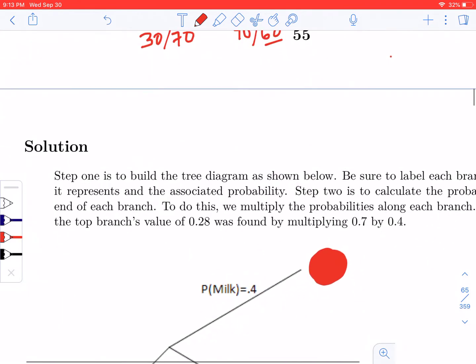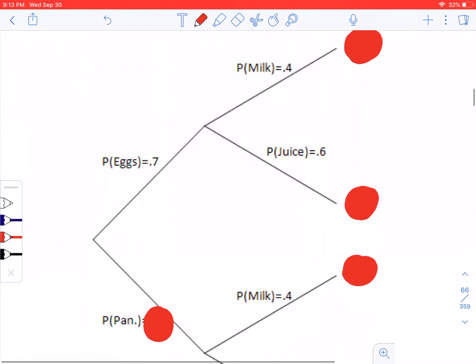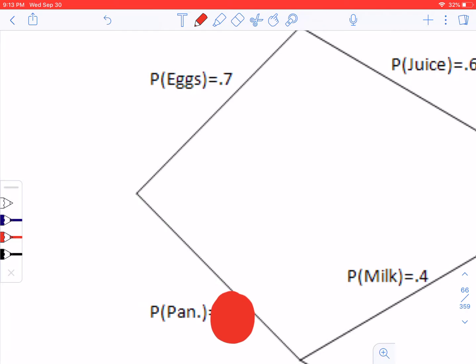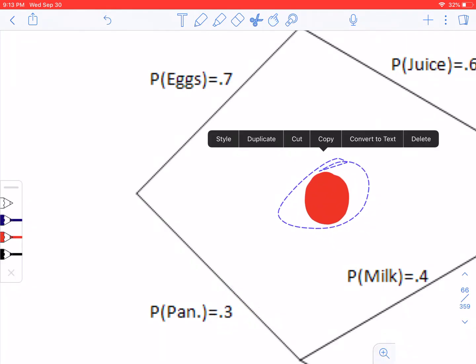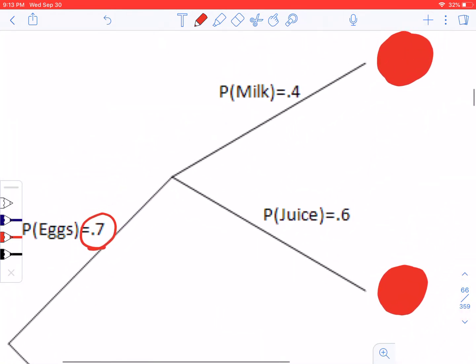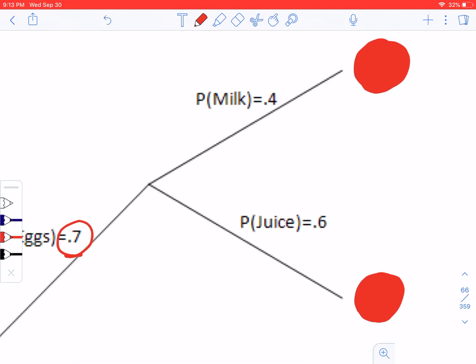All right, so let's go ahead and make ourselves a little tree. Notice our first choice here is eggs and pancakes. So notice we have 70% here, 30% for the pancakes. Right? Once you choose the eggs, now you have to choose milk or juice. Again, 40% of the people choose milk, 60% choose juice.